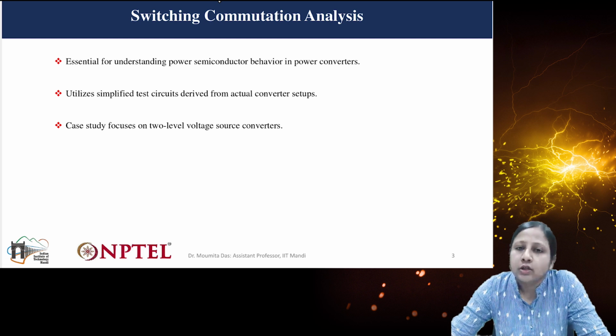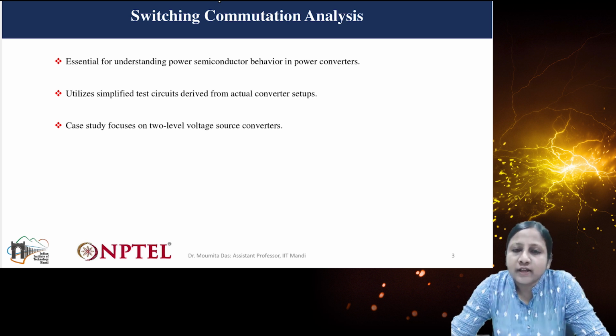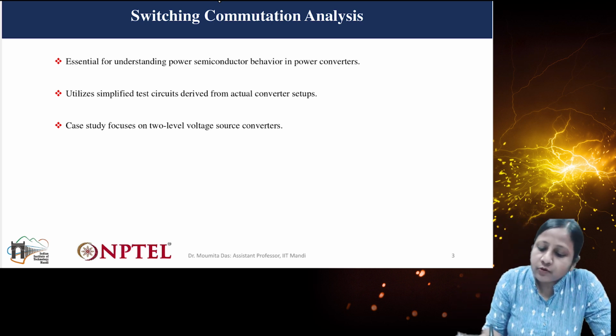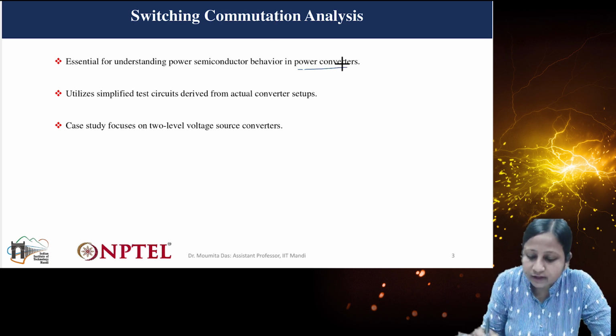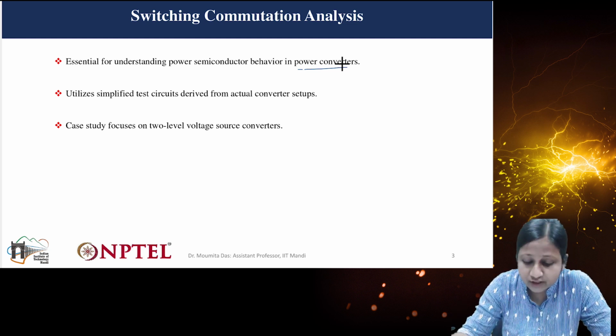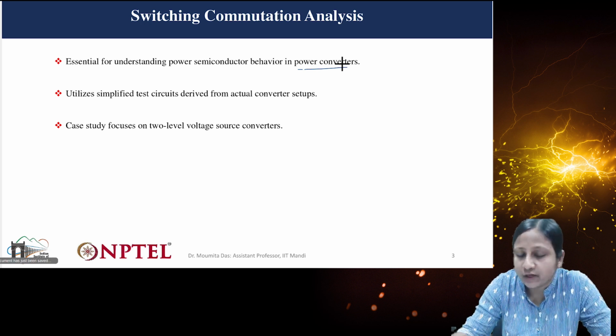Now, in order to analyze these components, what do we need to do? First, we need to know how the switches behave, how the switches operate. Basically, we have to analyze commutation, how switches are commutating. That is possible if we consider any power converter and see how its switches behave during the turn-on and turn-off time. Then we can get all these parameters.